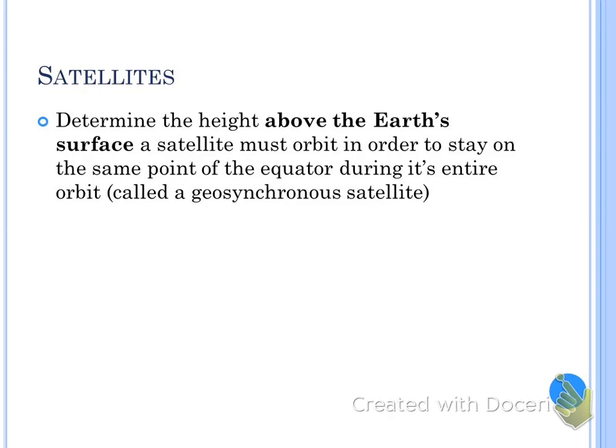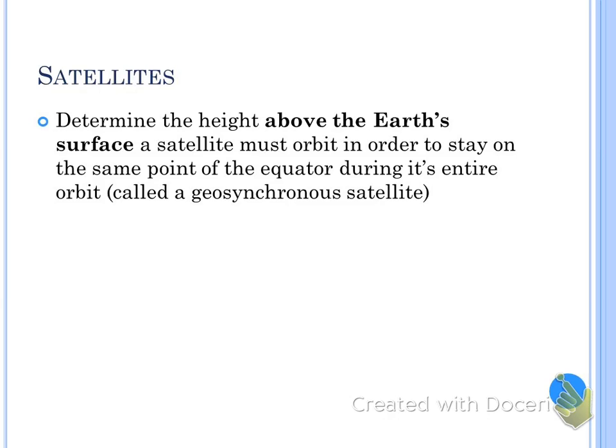Must a satellite orbit in order to stay at the same point on the equator during its entire orbit? So this is called a geosynchronous satellite. Okay, which means it's going to stay. So if we had a satellite right above Topeka that we could see, we would be able to see it all the time because it's moving.